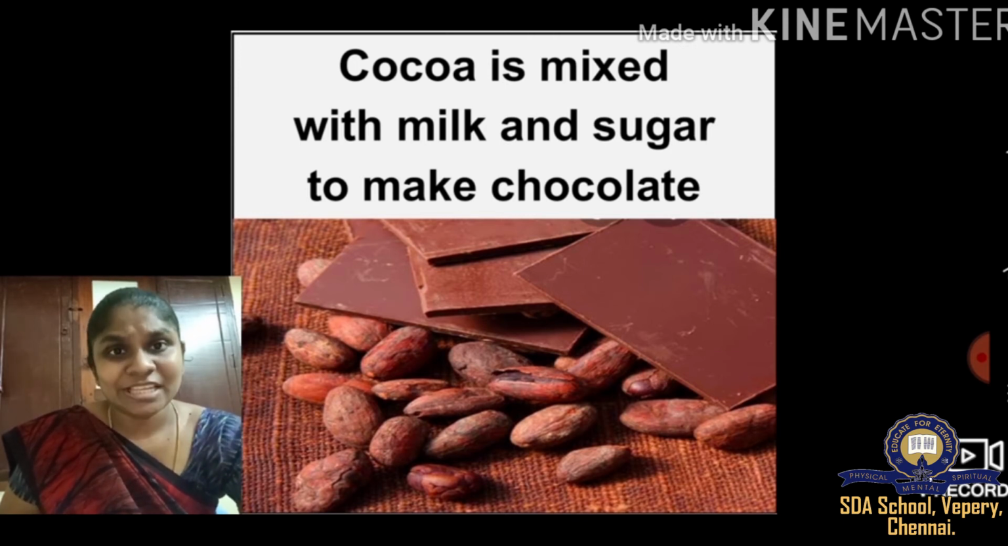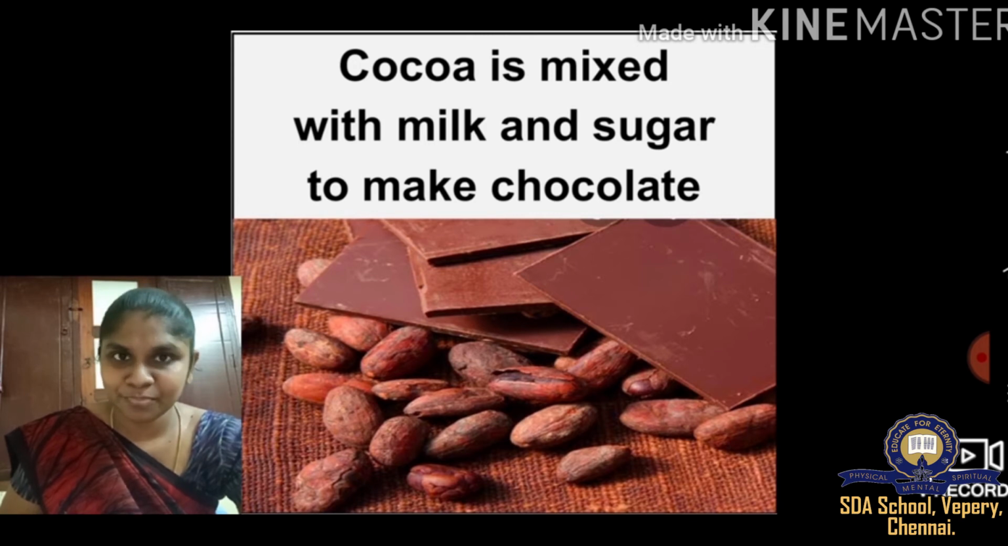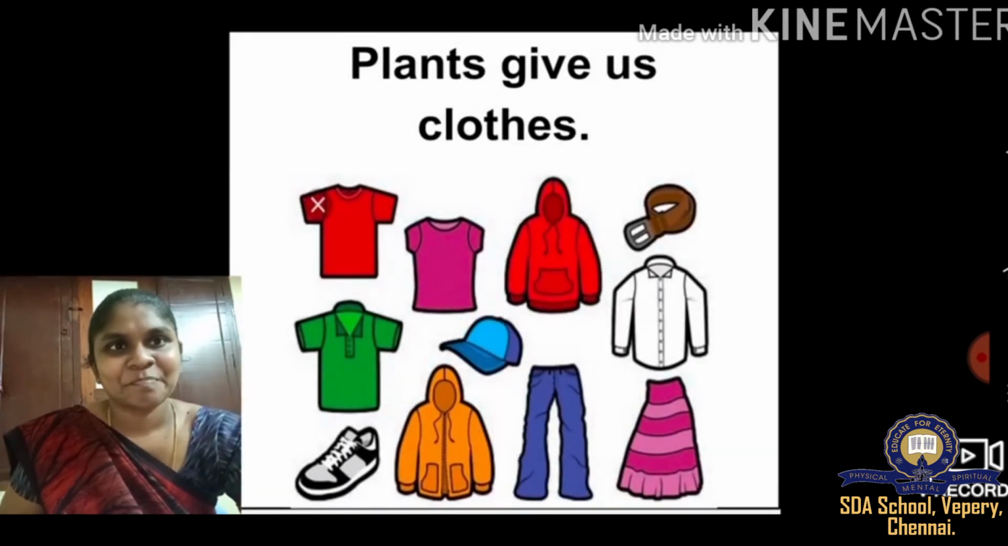Okay, we all eat so many things but we don't know how we are getting them, right? Now you would have come to know how we are getting many of these things: tea powder, coffee powder, and cocoa powder, and vegetables, fruits, leaves, flowers. You have learned so many things from this lesson, right? Yes, next. One more thing, it's a new thing.